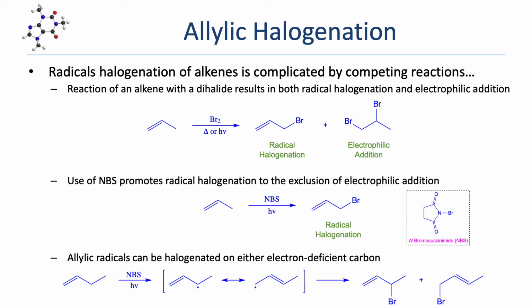Specifically, using N-bromosuccinimide, or NBS, promotes the radical halogenation to the exclusion of the electrophilic addition. And that's simply because there's no dihalide present in the reaction to promote the electrophilic addition.